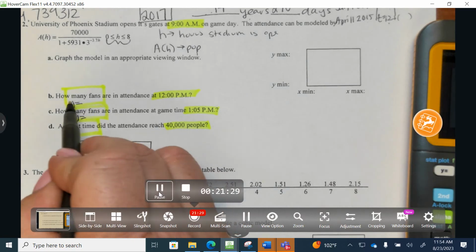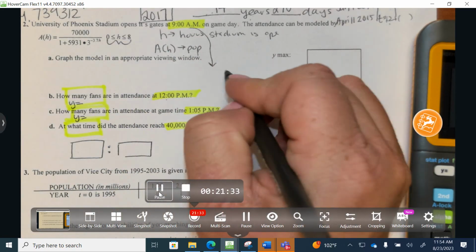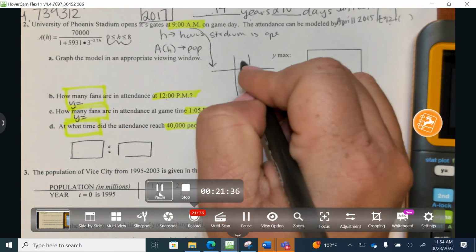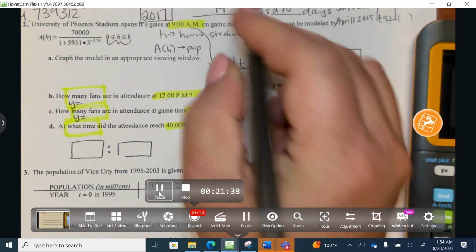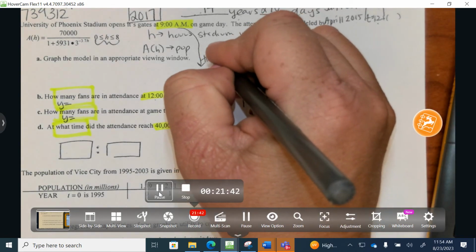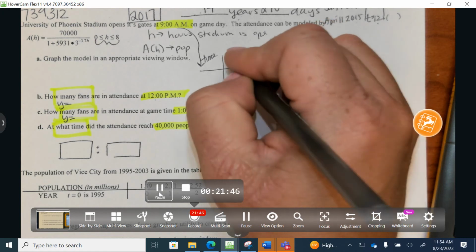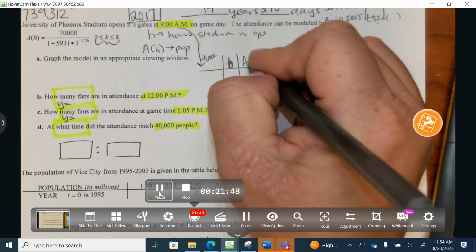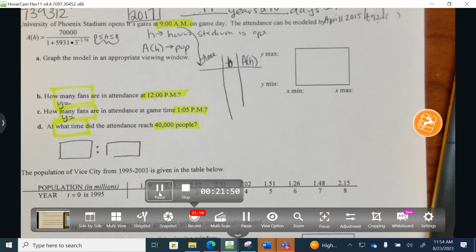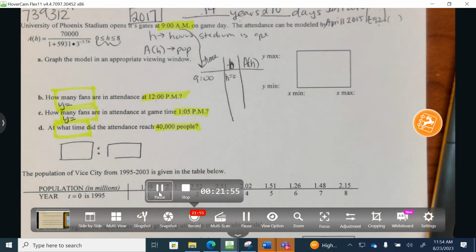Let's start back up here right now with 12 o'clock. My T sub 0 is right here. So I'm going to make myself just a really small table. This is my T's, and this is in terms of time. So not a date, but time. And this is going to be my attendance. So I should say H, not T. And this is A of H. So my initial one, H of 0, is 9 o'clock.